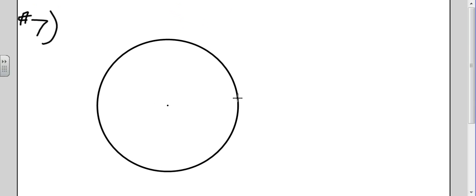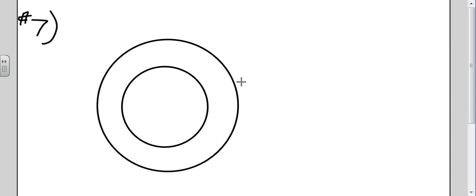All right, so we'll try 7. That looks weird enough, right? So I need 2 circles. Okay, so there's 1 circle. There's 2 circles.